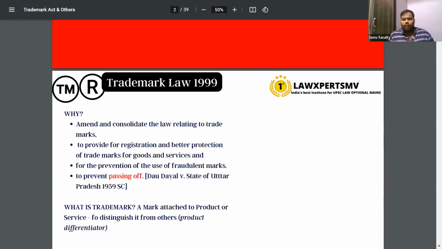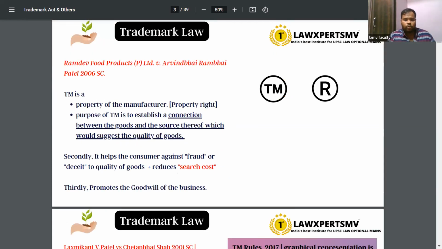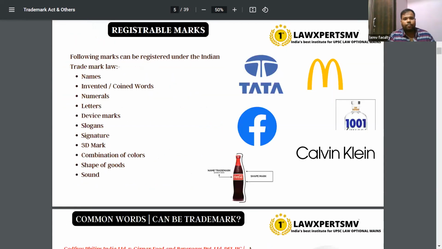So first we need to understand the meaning of trademark. Trademark is nothing but, for a particular product or for a particular service, a mark is attached to it so that we can differentiate it from the other products. So we can say that it is constituting a product differentiator also. We'll see multiple examples to understand that. Yes. So under the Trademark Act 1999, these are the various things which can be registered as a trademark.